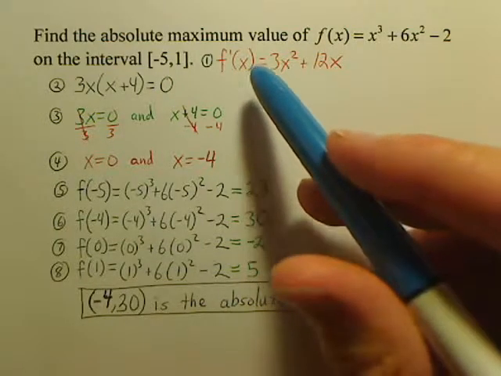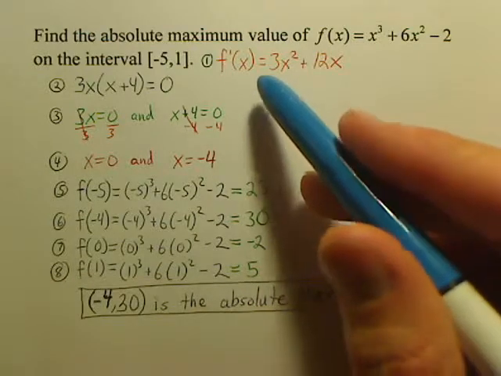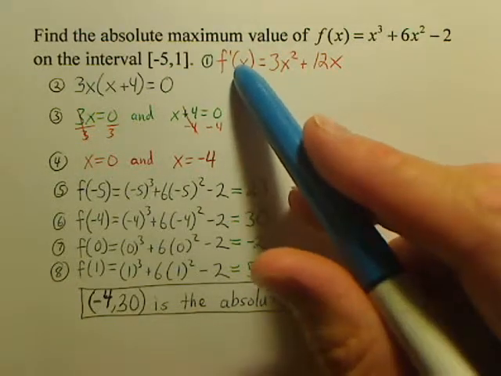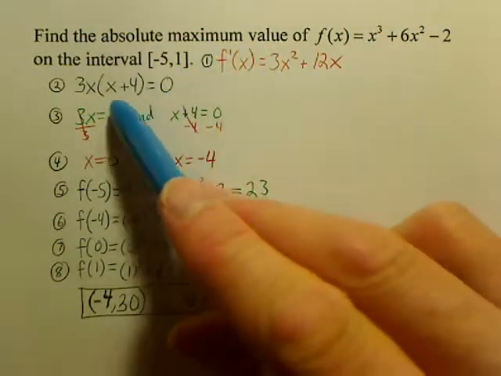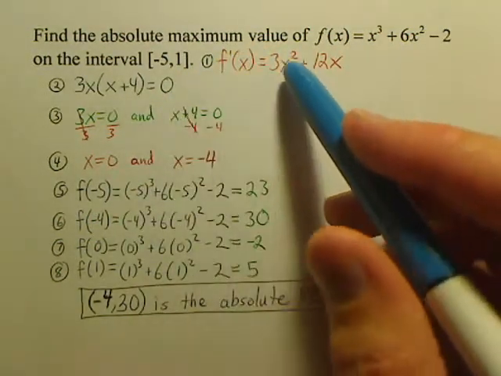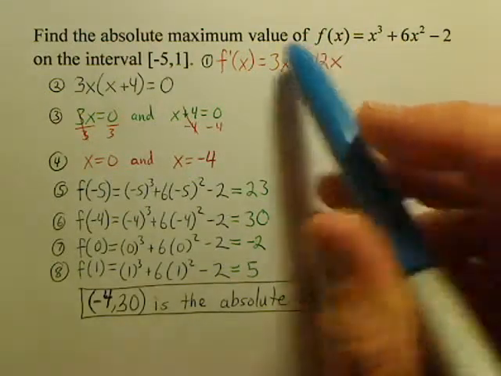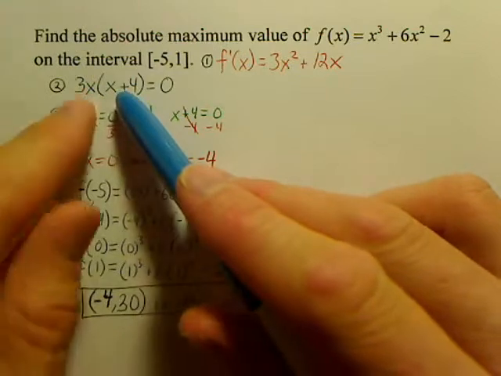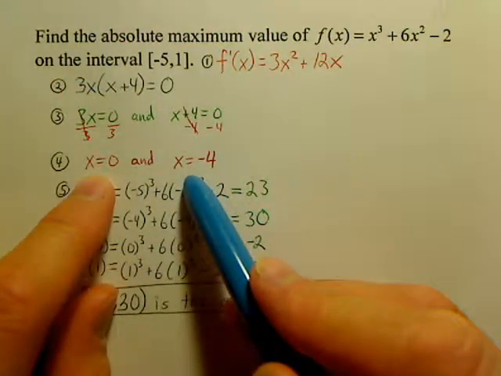To find the absolute maximum, the first thing you do is find critical numbers, relative maxes and mins. So you have to take the derivative. And then when you find the derivative, you set it equal to 0. It always helps when you take a derivative of a polynomial like this to pull out GCFs. You set each piece equal to 0, and those are my critical numbers.